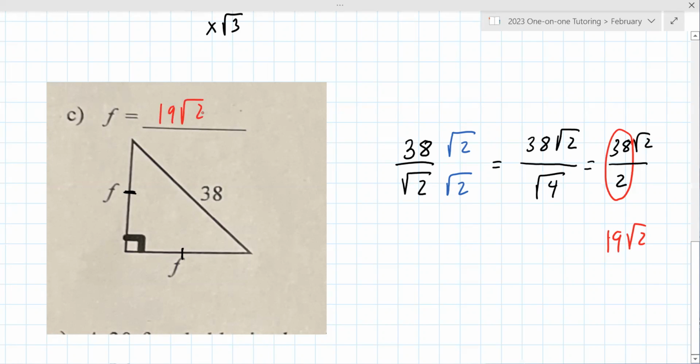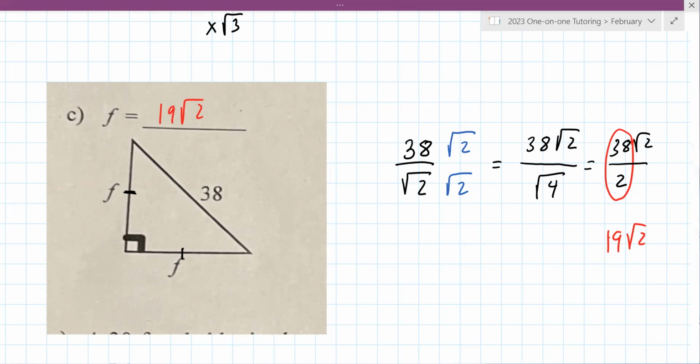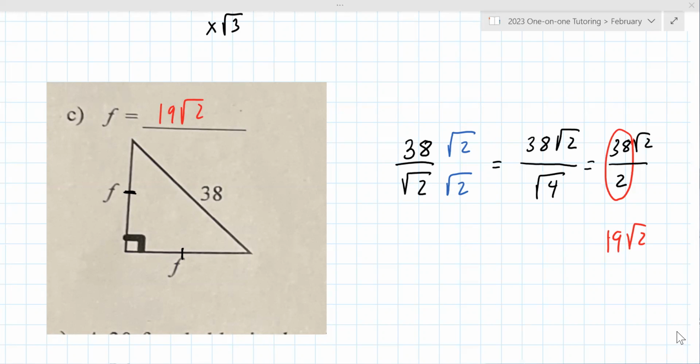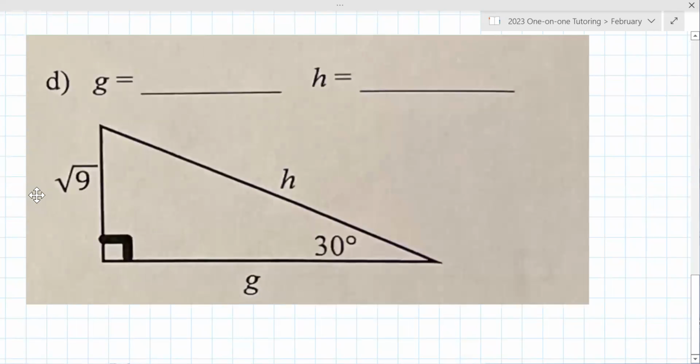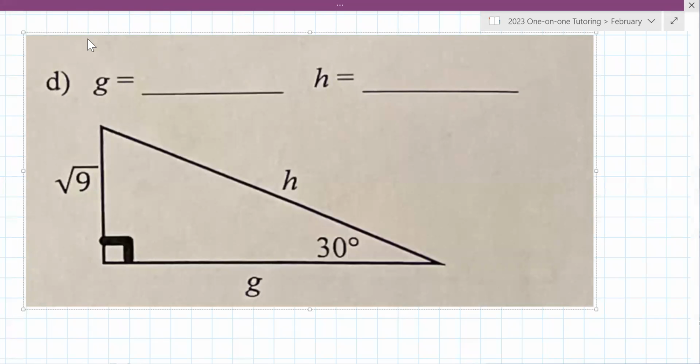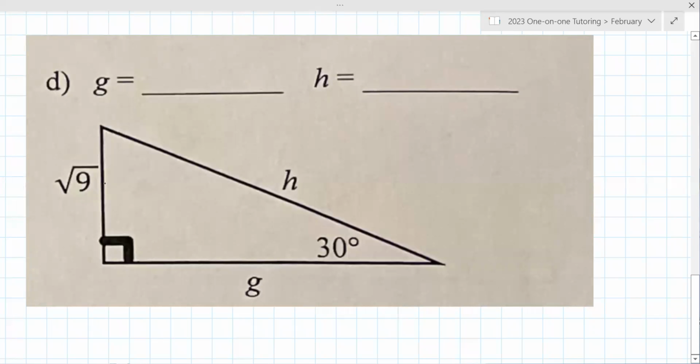Okay. All right. We're going to look at the next one here. Can you tell me what the square root of 9 is? The square root of 9 is 3. So 30 degrees is across from the short leg. So 3 is the short leg of this triangle. The hypotenuse is double the short leg.